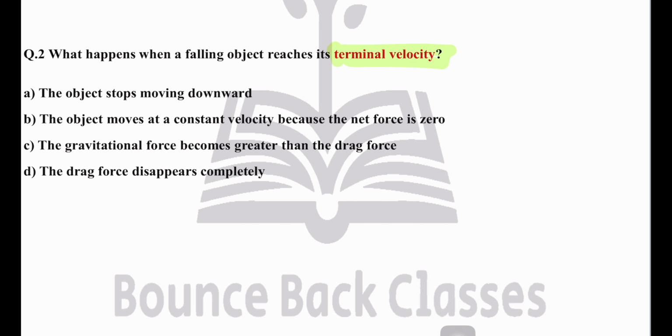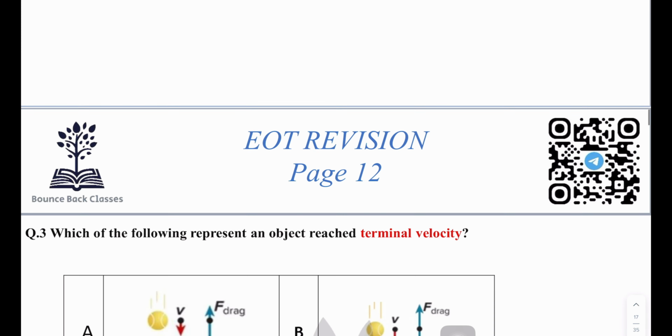Okay. What happens when the falling object reaches its terminal velocity? Think. Once they are in terminal velocity, can I say F net is equal to 0? Yes or no? Acceleration is 0. So what does it mean? Velocity is constant. So your answer is B, because net force is 0. So velocity is constant. Fine? Okay, next question.